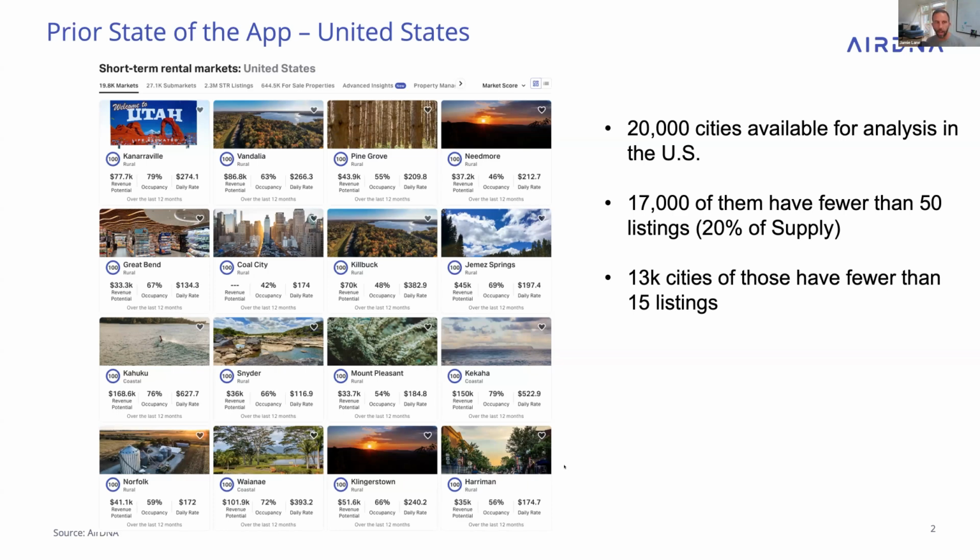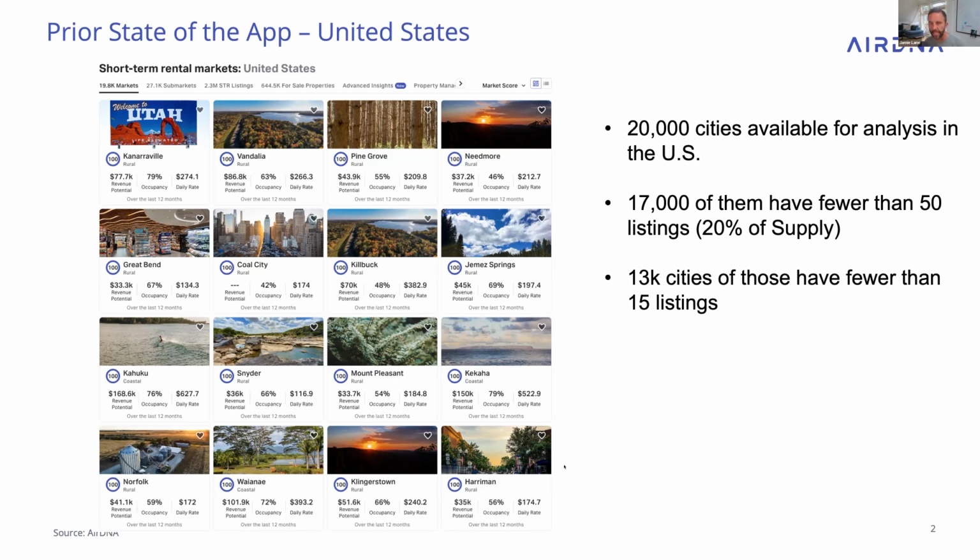One is that prior to our remap project, there were 20,000 cities available for analysis in the US. That's great. The fact that we give you the ability to analyze every single city is one of the reasons why people subscribe to AirDNA. We have full coverage, every single listing. The problem is that we're using the definitions of the cities provided by the government, and most of those cities didn't have enough supply of listings to actually generate meaningful analysis.